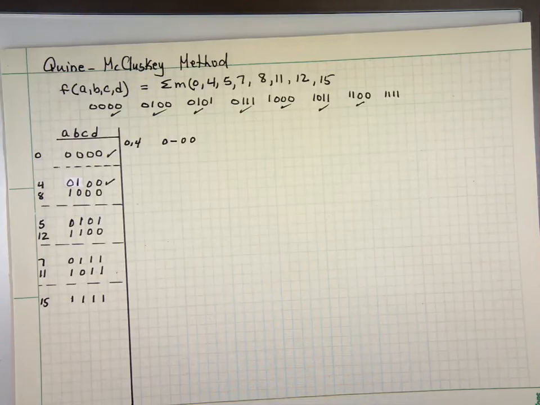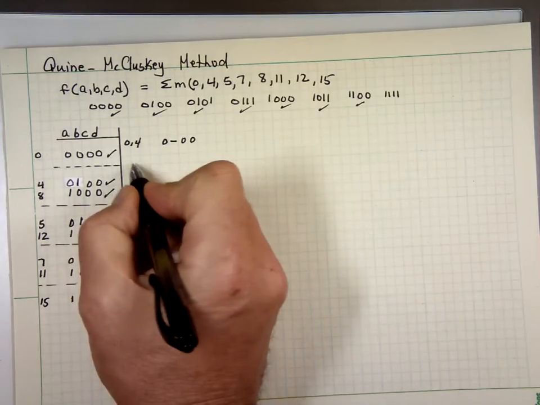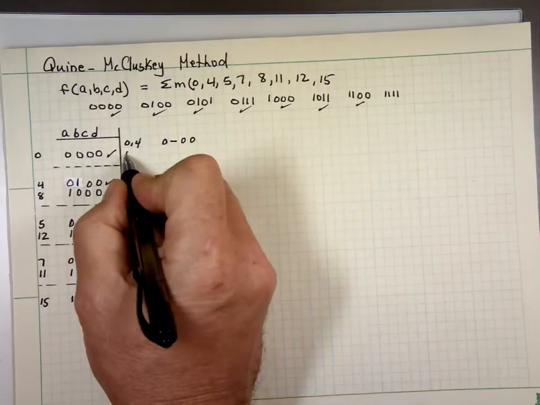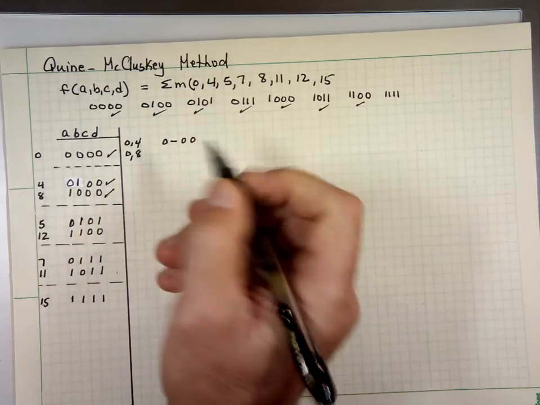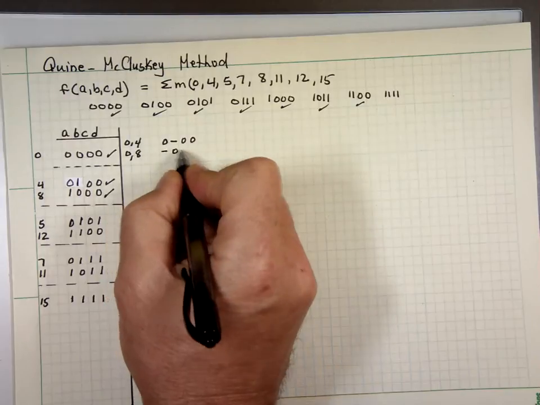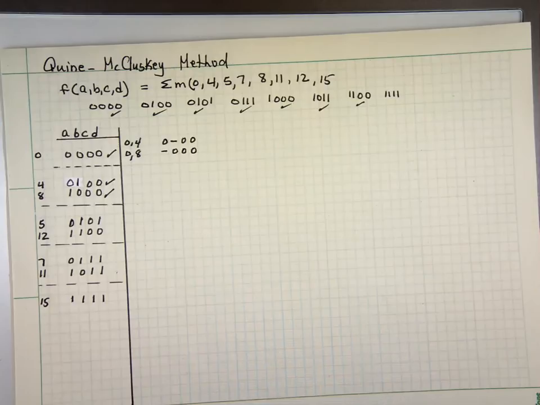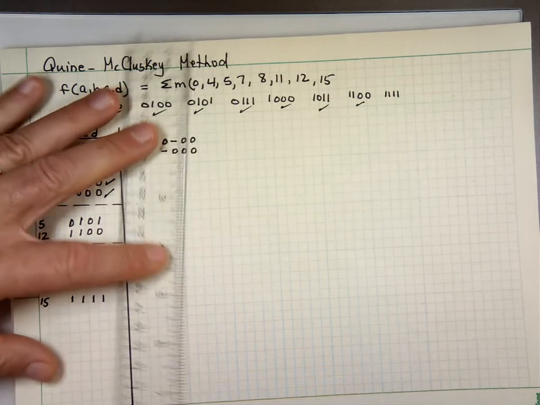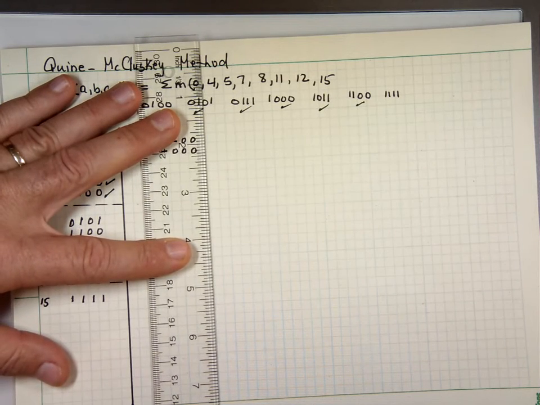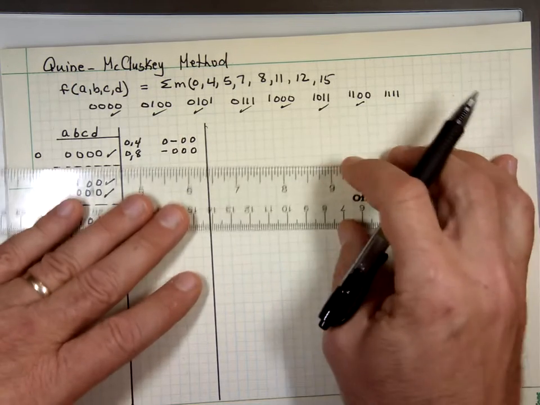And let's look at 0 and 8. 0 and 8, I can come up with another group for them. And that'll give me what? Dash, 0, 0, 0. Dash tells me the first one is changing. So the first group is done.